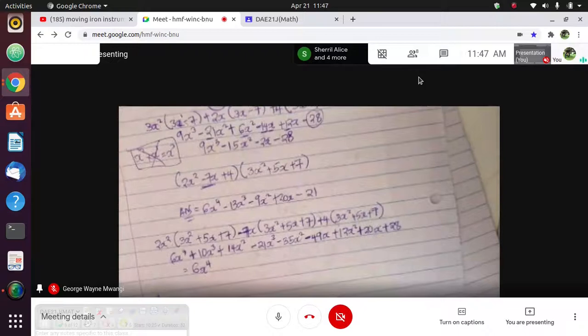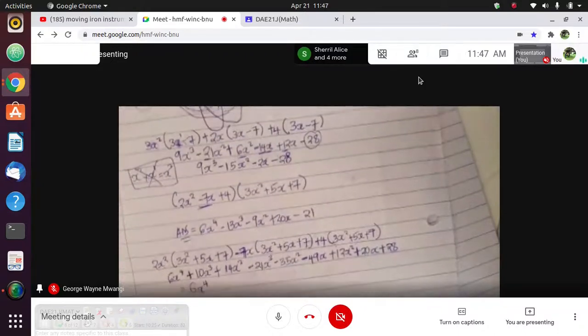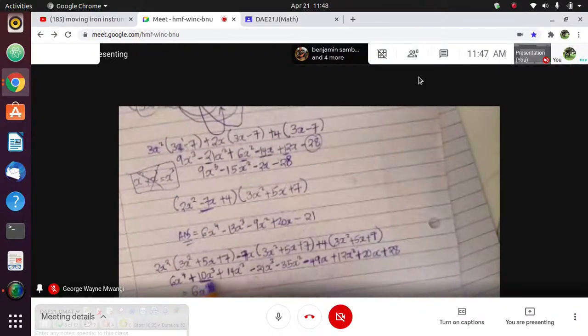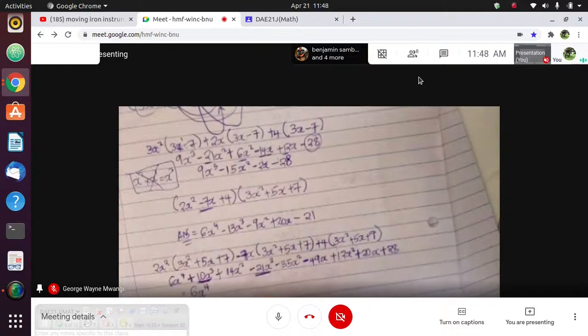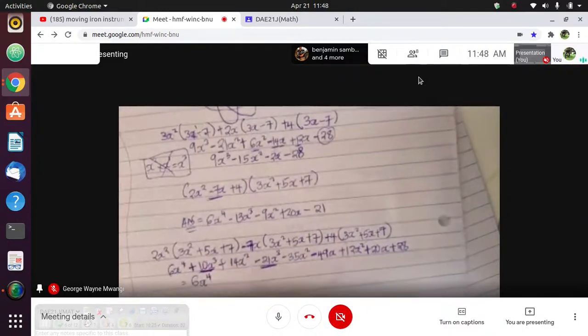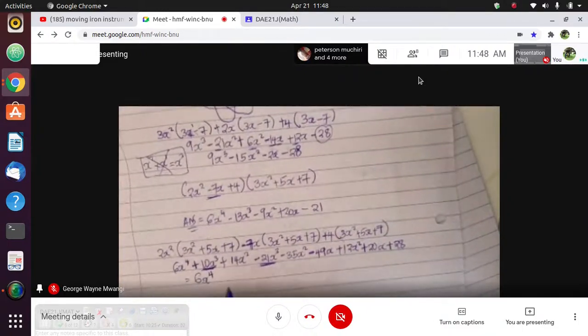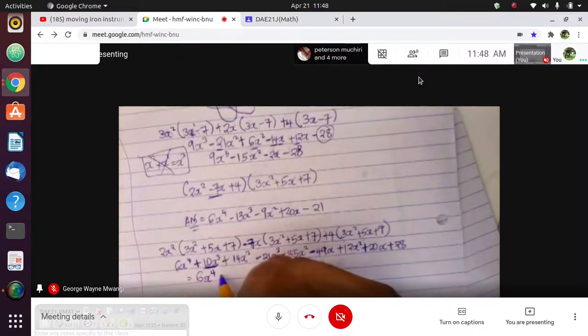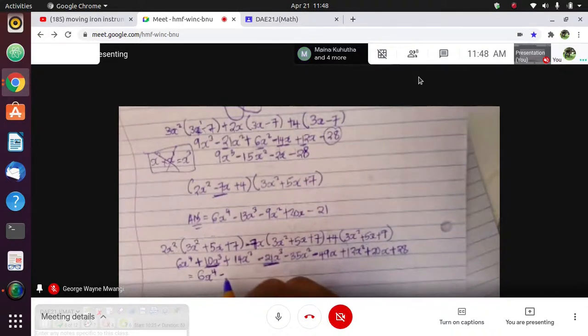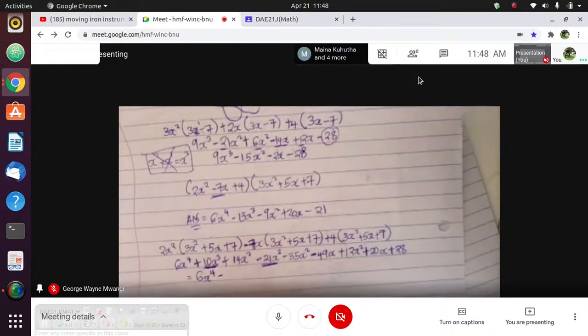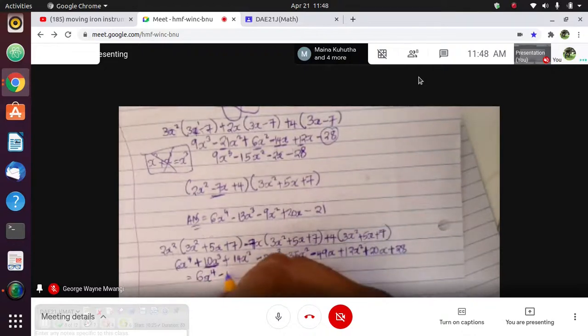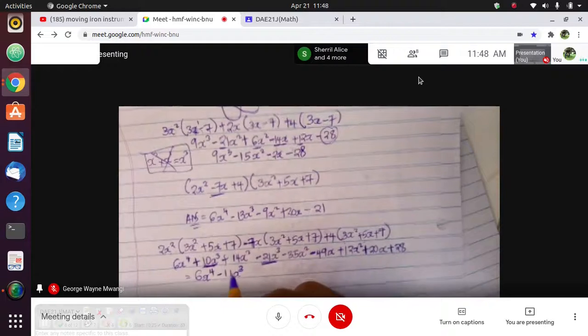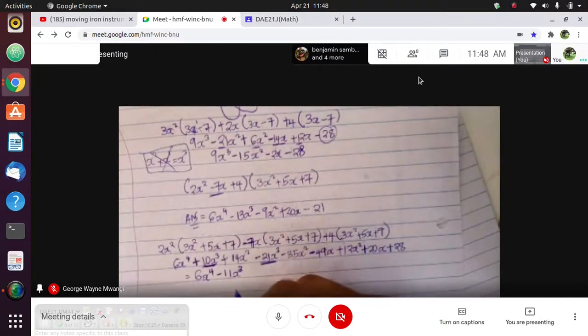Now, x cubed. The variable x cubed kuna 10x cubed, and we have minus 21x cubed. So 10 minus 21x cubed ni ngapi? Minus 11. Please note, 10 minus 21 is minus 11.